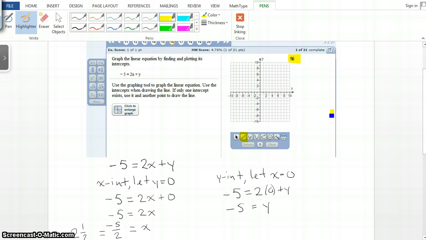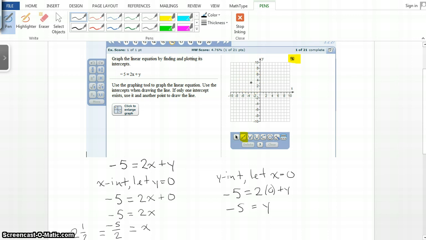So first of all, when you zoom in, it's going to make this grid larger. Then on your x-axis, you want to find negative 2 1/2. Negative 2 1/2 is between negative 2 and negative 3, right in between those two, and it will stop right there at 1/2. So you want to find that negative 2 1/2 and click it. That'll be your first point, and then it'll draw a line.